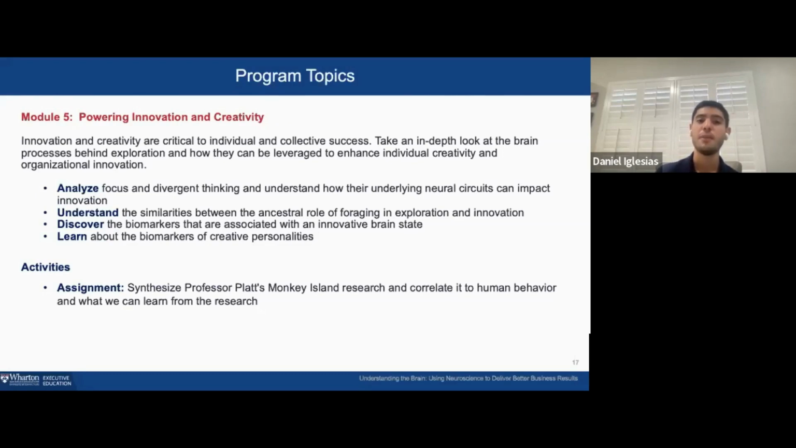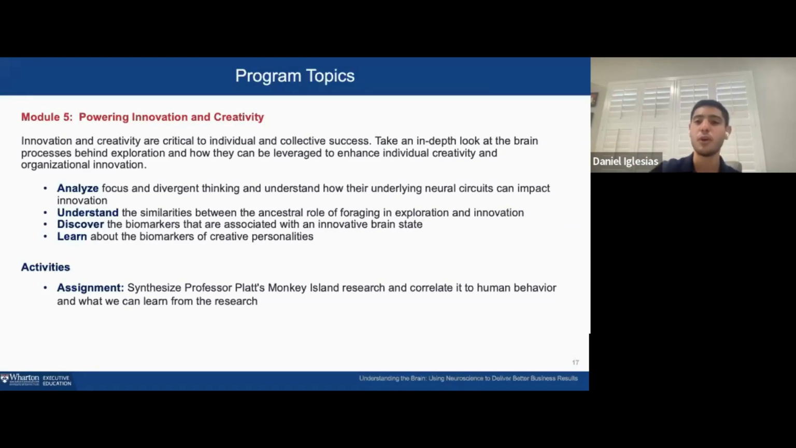Through here, we will think about powering innovation and creativity. In module 5, you'll think about how key innovation is for individual and collective success by looking at the brain and the processes that occur to enhance individual creativity and organizational innovation. That will be done by first analyzing focus and divergent thinking and how their underlying neural circuits can impact innovation. Then you will understand the similarities between the ancestral role of foraging in exploration and innovation, which is actually quite exciting. Then you'll discover the biomarkers that are associated with an innovative brain state.